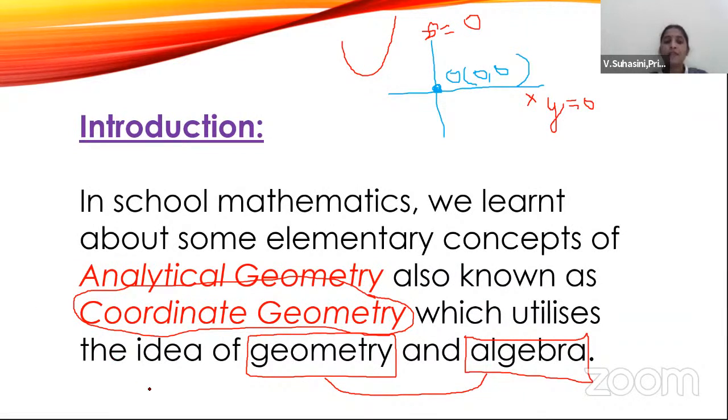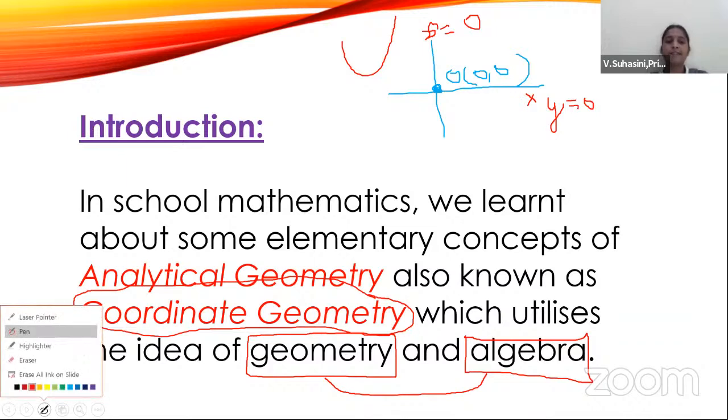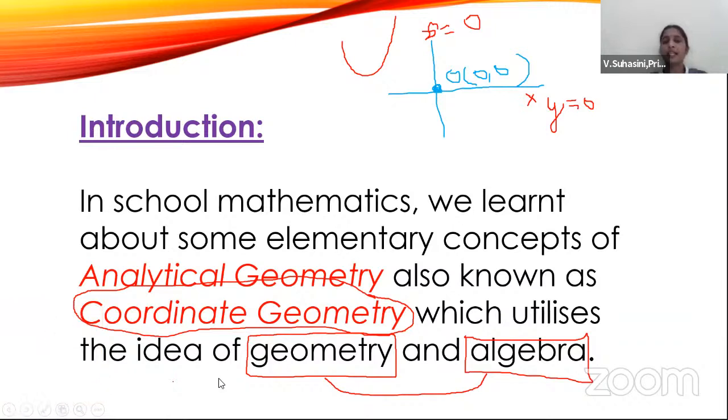Now, our intermediate mathematics 1B is divided into two parts. One is coordinate geometry and the other is calculus. Now, our present chapter, Locus, is part of coordinate geometry. Locus is the first topic in coordinate geometry.